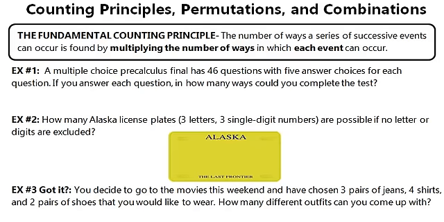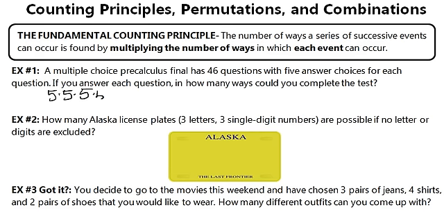For example 1, a multiple choice pre-calculus final has 46 questions with 5 answer choices for each question. If you were to answer each question, how many ways could you complete the test? Well, for the first question, we have 5 options. The second question, we have another 5. The third, another 5, and so on.